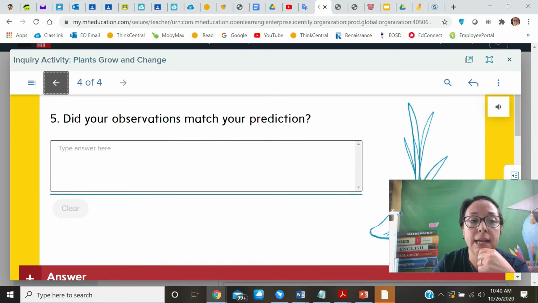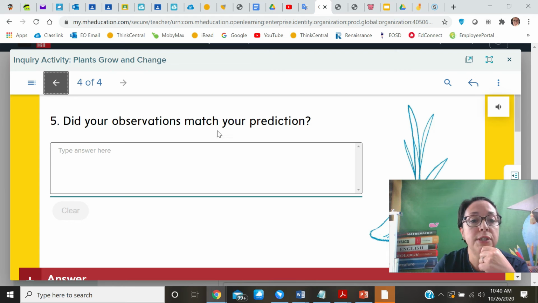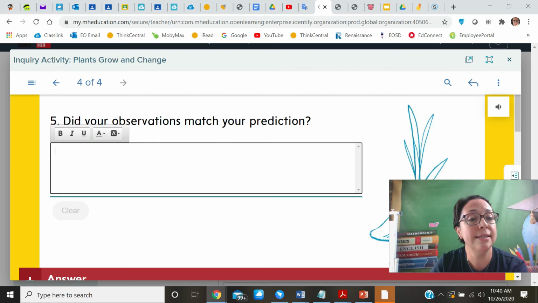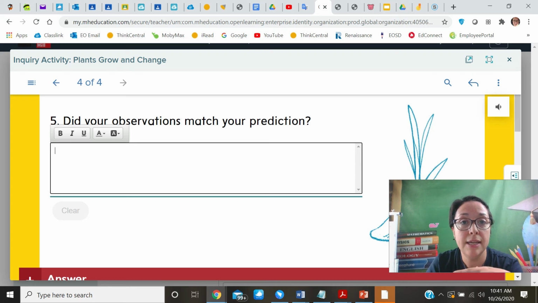La última pregunta. Did your observations match your prediction? So lo que observaste está igual que lo que predeciste al principio. So if you said that they would have more leaves, for example, did they have more leaves? So you can say, yes, they matched my prediction. So si dijiste al principio que iban a tener más hojas, por ejemplo, eso fue lo que pasó. Puedes decir que sí, yo predije que iba a pasar y sí pasó, o otra cosa pasó.